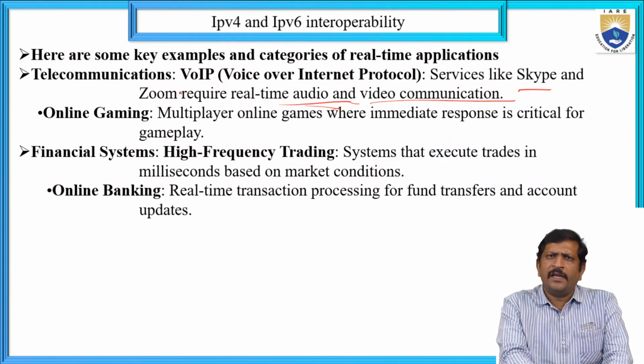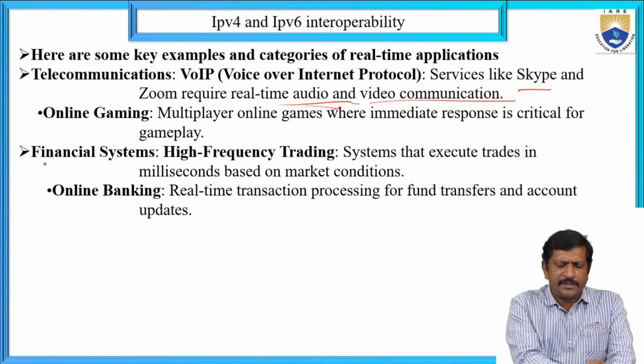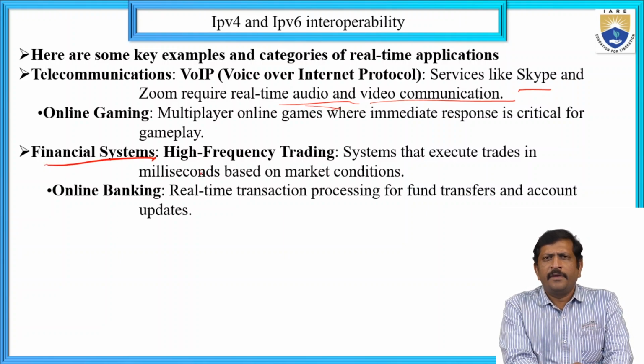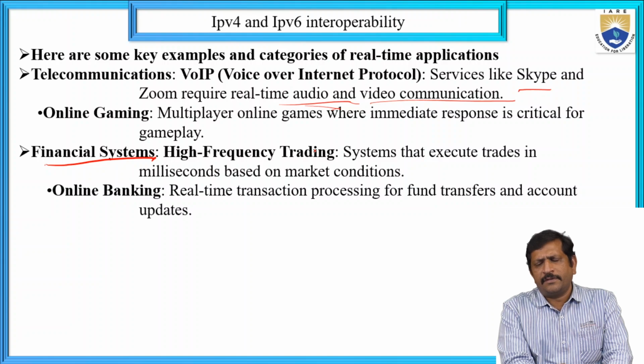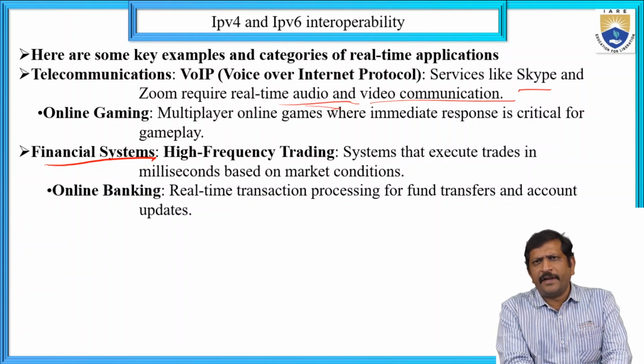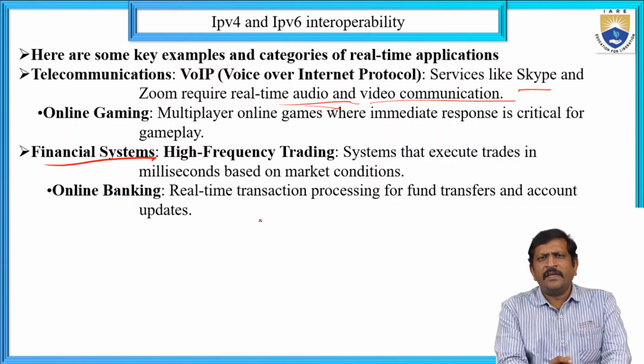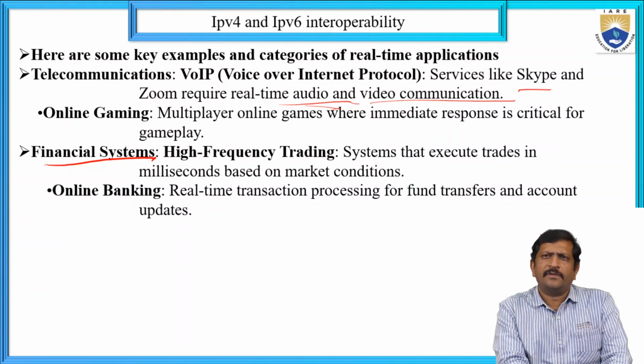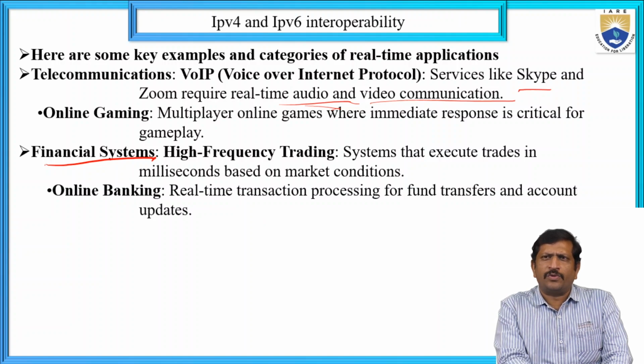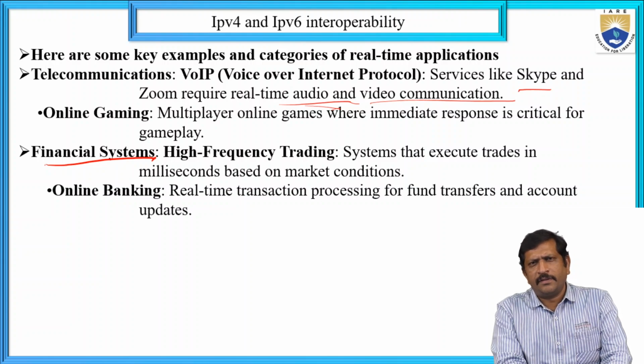And the financial systems. Financial systems means high frequency trading systems, the trading, stock markets. So these are all high frequency trading and stock market systems, and high frequency banking also. So we can utilize it in financial systems, which execute trades in milliseconds based on market conditions.